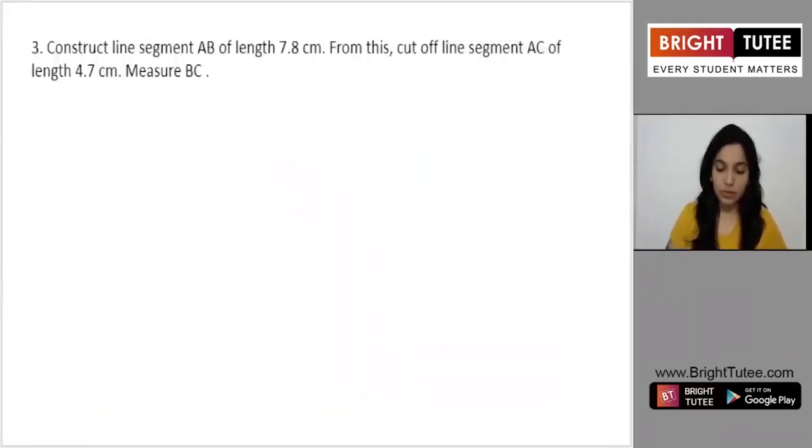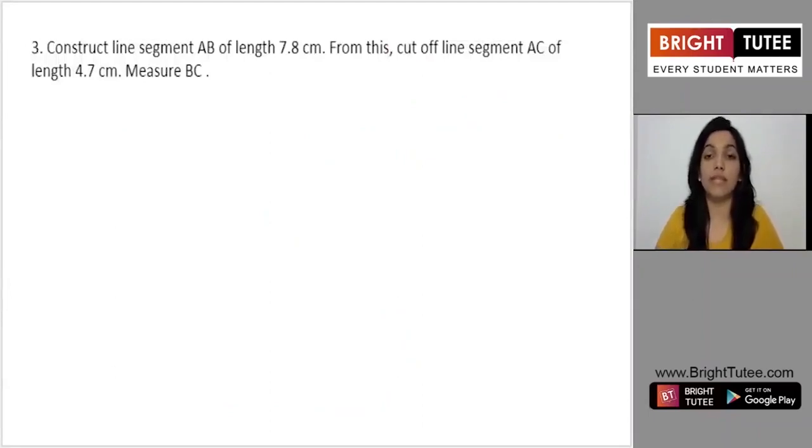Now let us move ahead to construct a line segment AB of length 7.8 centimeter. From this, cut off line segment AC of length 4.7 centimeters and measure BC. So what you can do here, when you are doing the constructions of any such things, it's advisable that you draw a rough image at first. So let me draw a rough image of how my final structure should look.